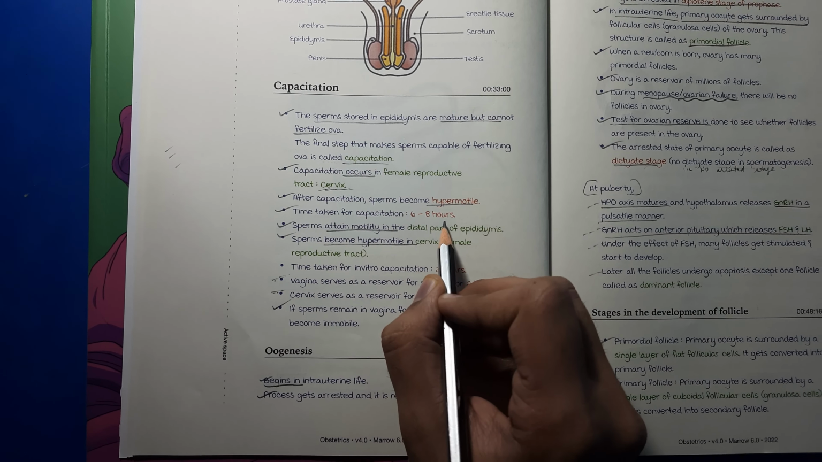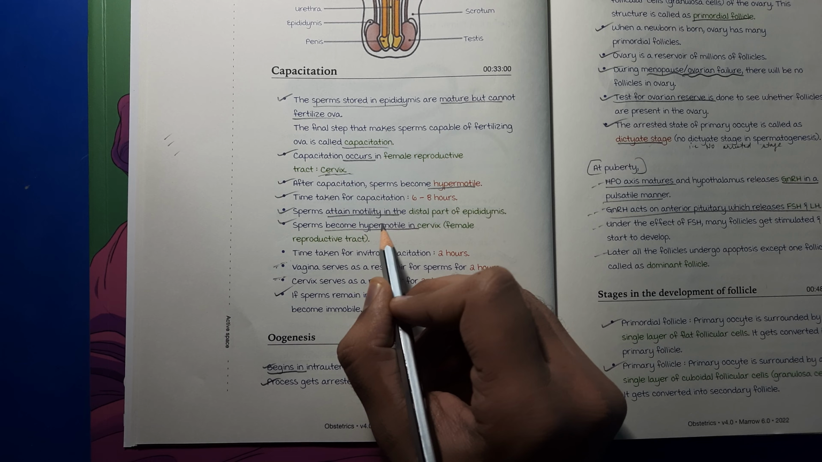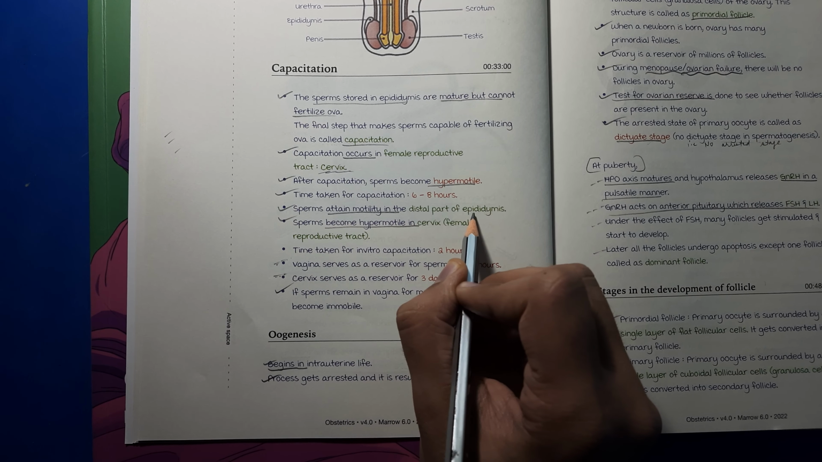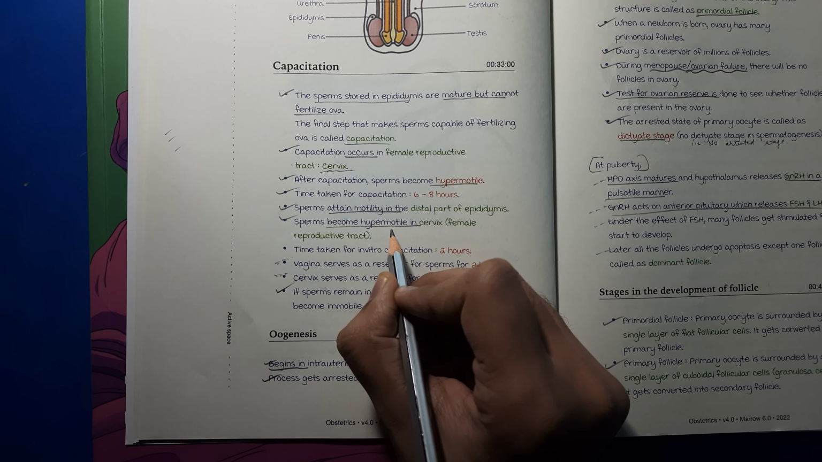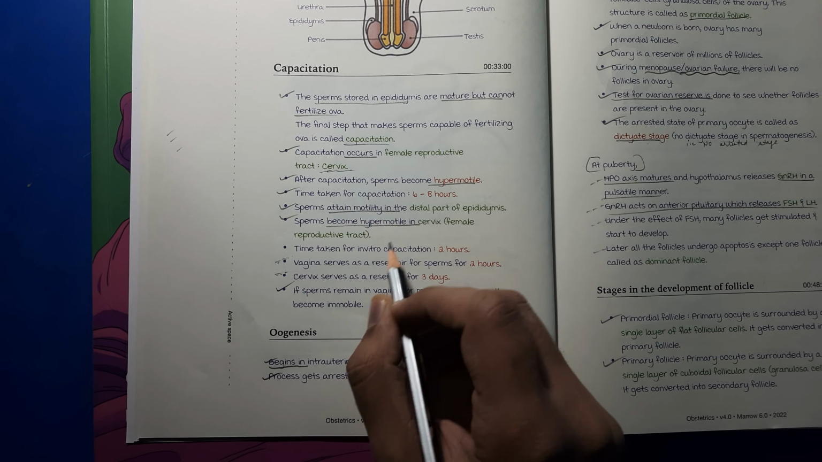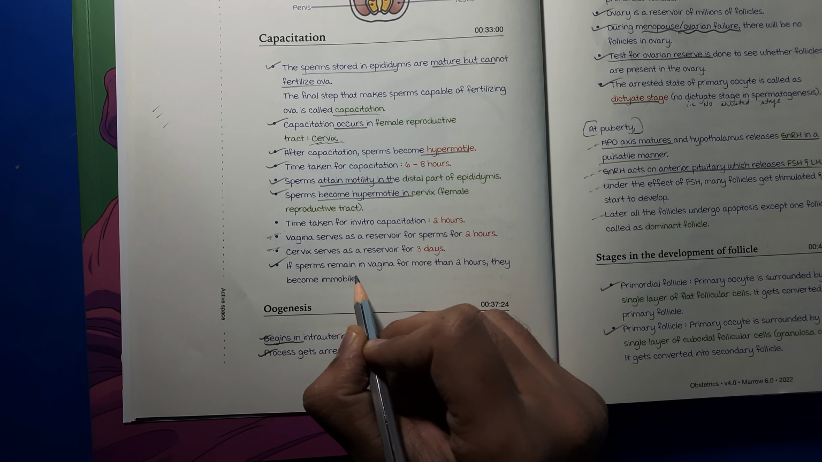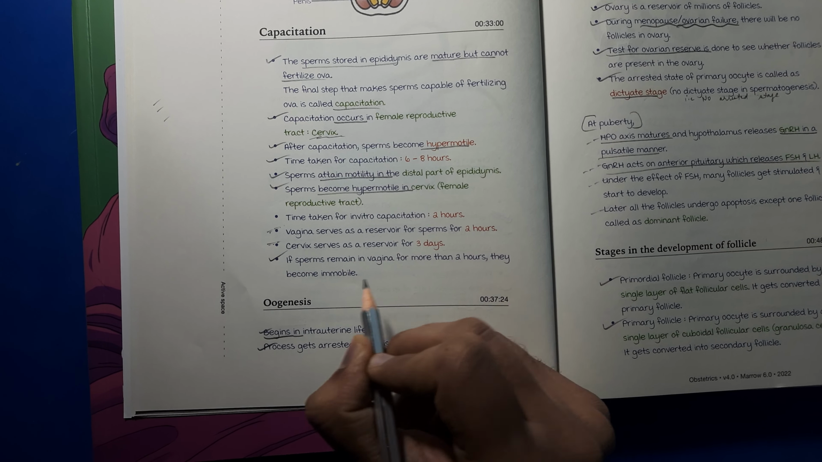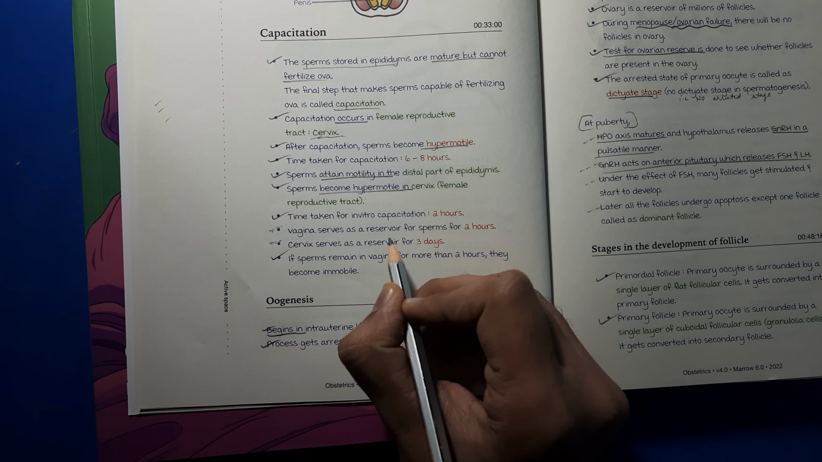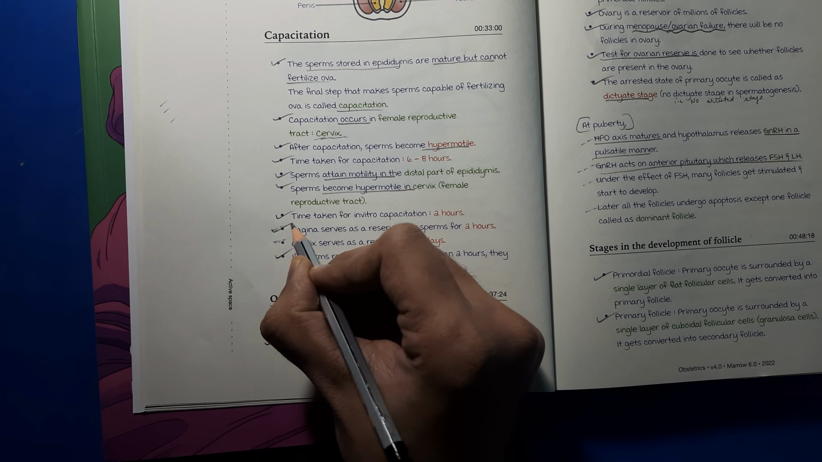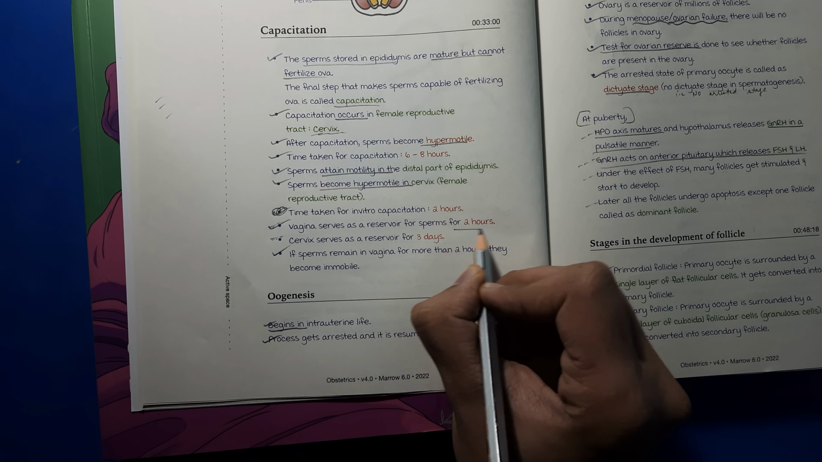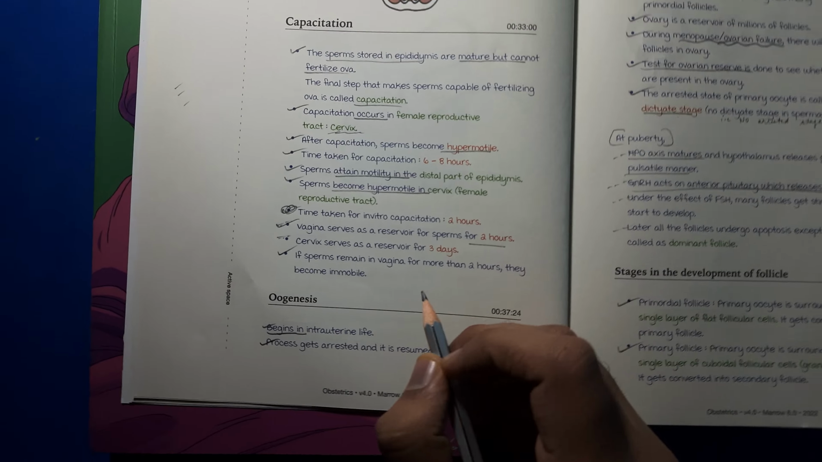The time is 6 to 8 hours for capacitation. Sperm attain motility in the distal part of the epididymis, but they become hypermotile in the female cervix. The vagina serves as a reservoir for sperm for 2 hours. If sperm remain in the vagina for more than 2 hours, they will become immobile.